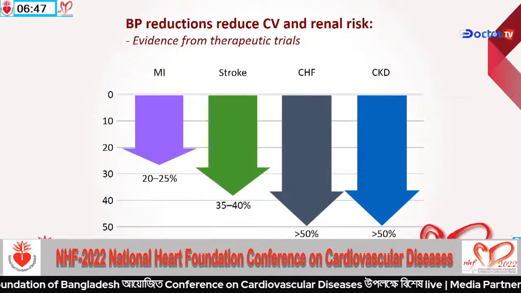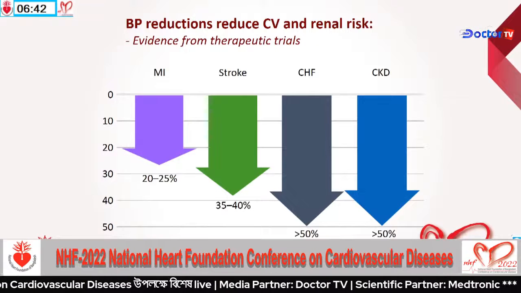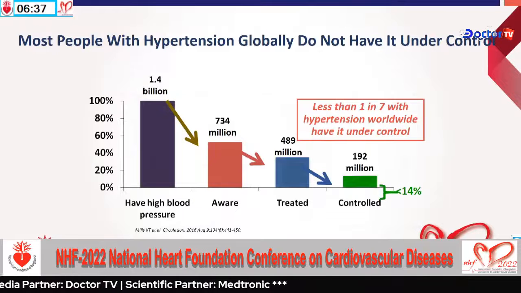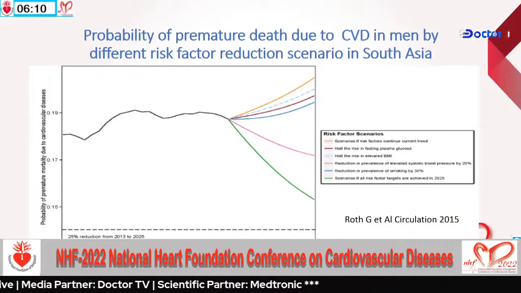But the crux of the matter is that if you can reduce blood pressure, you can reduce the cardiovascular risk, you can reduce the renal risk. So we really need to do something about this. As globally, so in Bangladesh, unfortunately, only around 14% of patients with hypertension are getting their blood pressure properly treated. So it makes sense, doesn't it, that one of the most cost-effective interventions for Bangladesh would be to control high blood pressure. And if you could do that, you could really drop down the mortality.